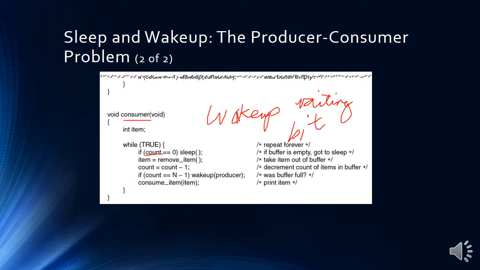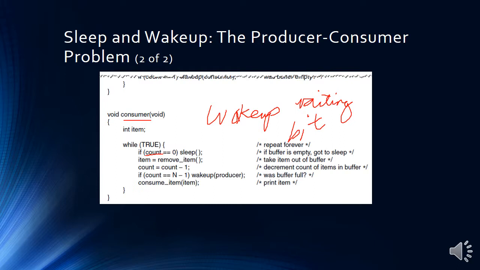So when a wake up is sent to a process that is still awake, this bit will be set. Later, when the process tries to go to sleep, if the wake up waiting bit is on, it will be turned off. But the process will stay awake. The wake up waiting bit is a piggy bank for storing wake up signals. The consumer clears the wake up waiting bit in every iteration of the loop.